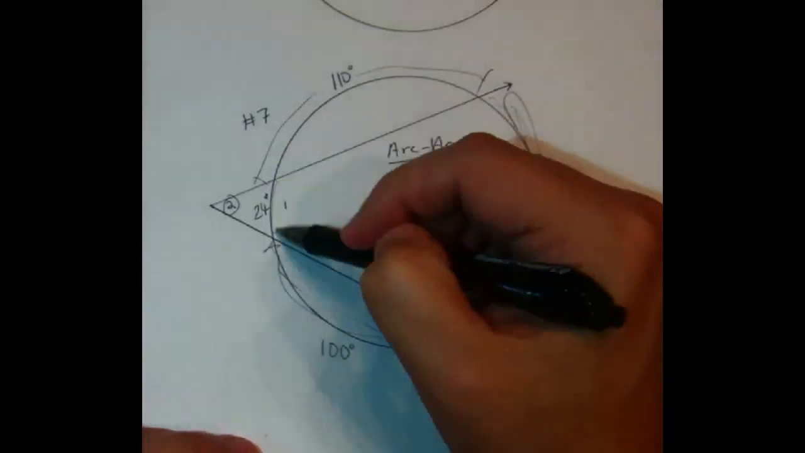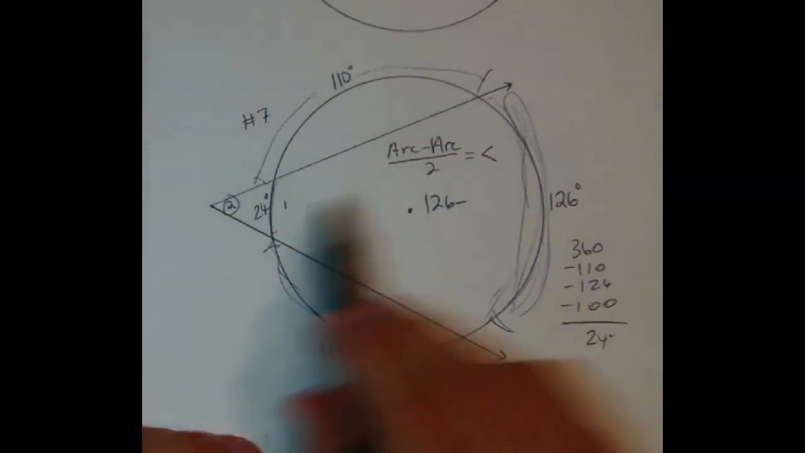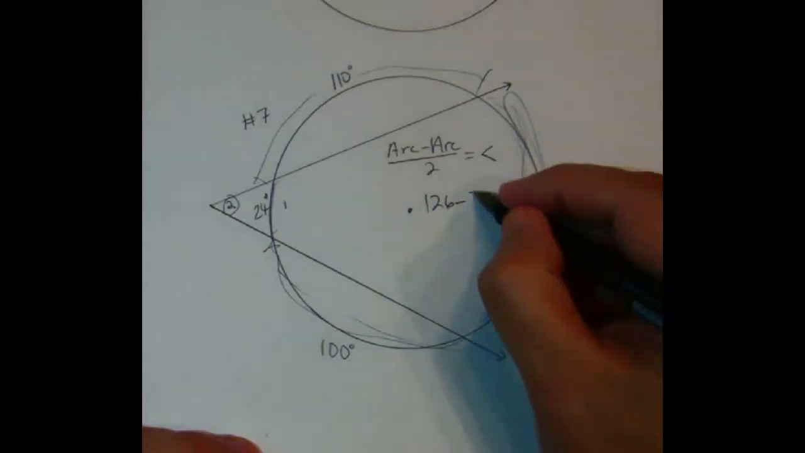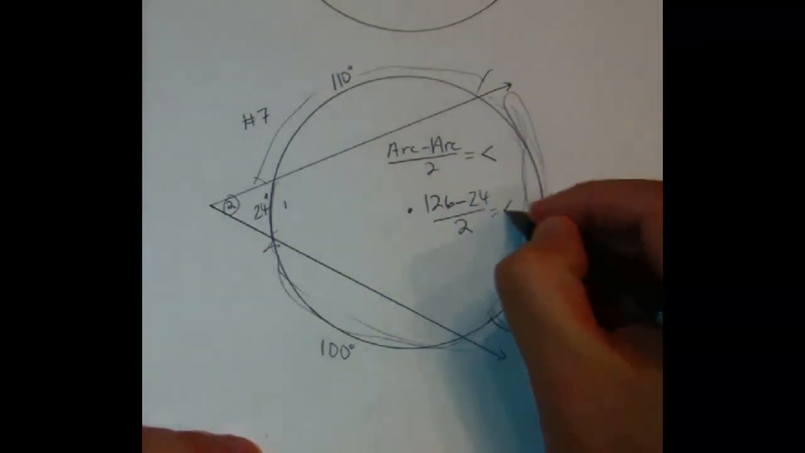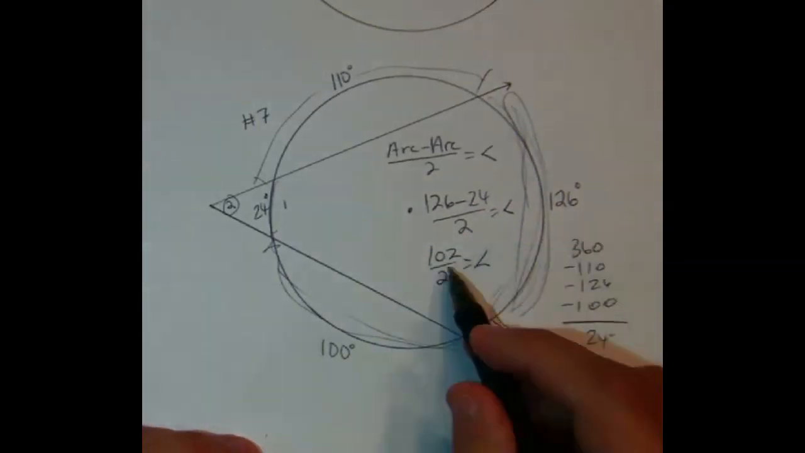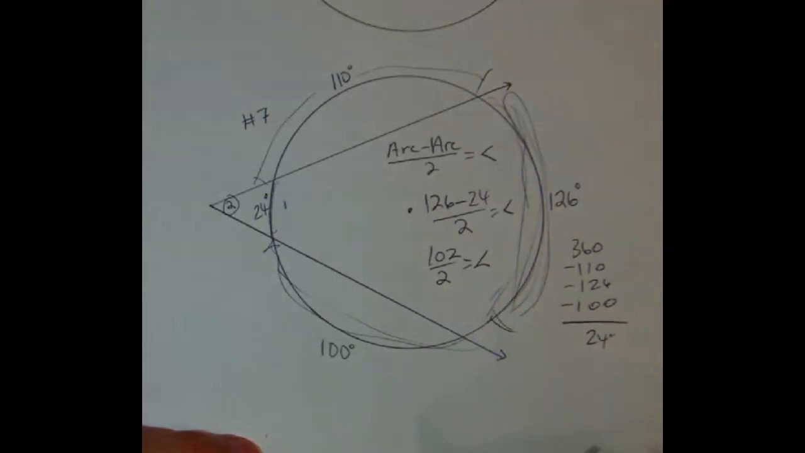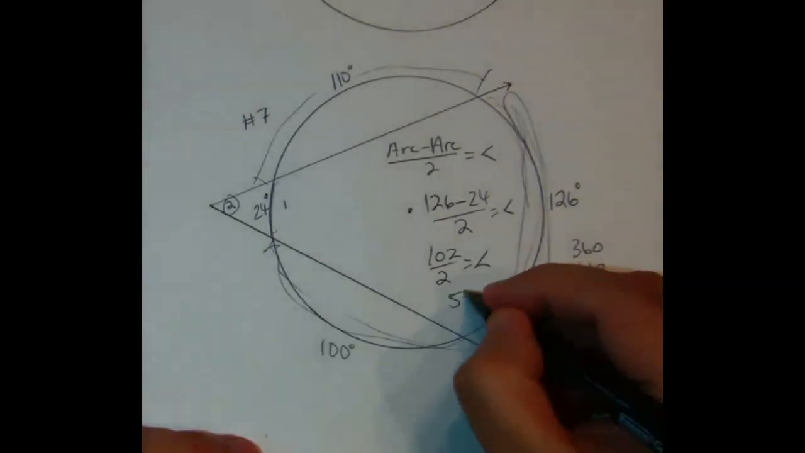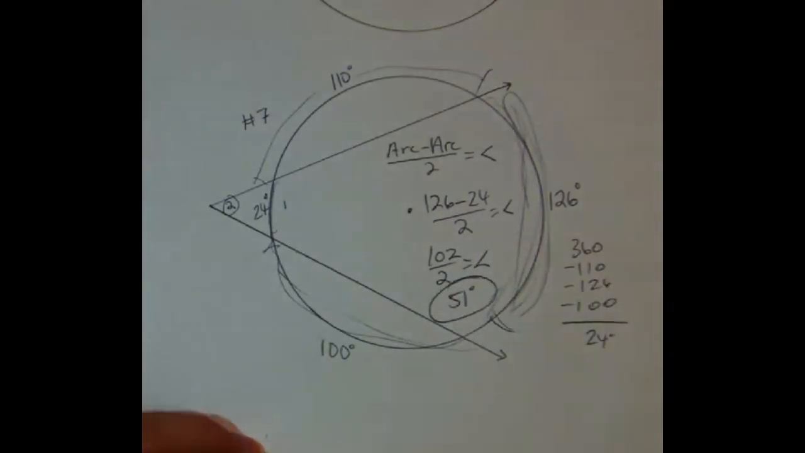Arc minus arc divided by 2 gives you the angle. So 126 minus 24 divided by 2. That's 102 divided by 2, and 102 divided by 2 is 51 degrees. And that would be the measure for angle number 2. So that's what you'll be looking for when you do number 7.